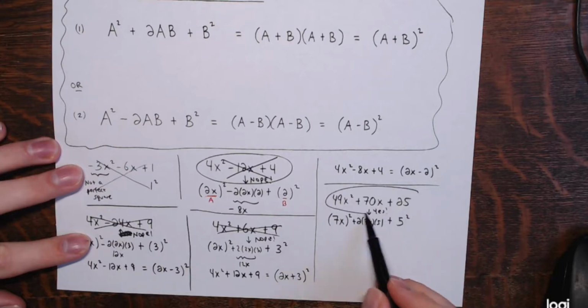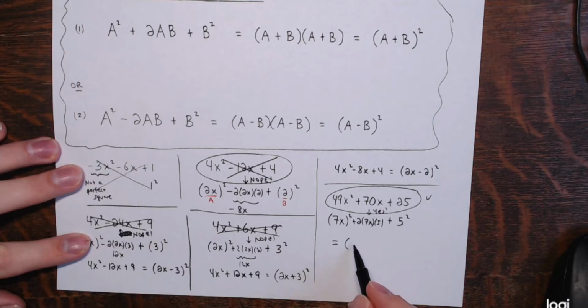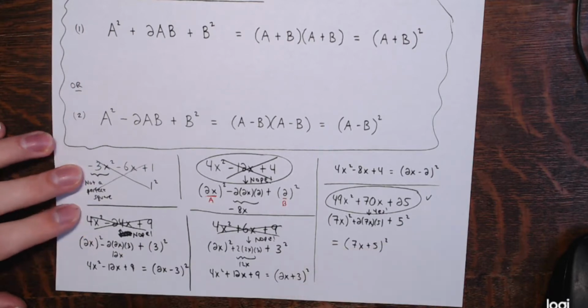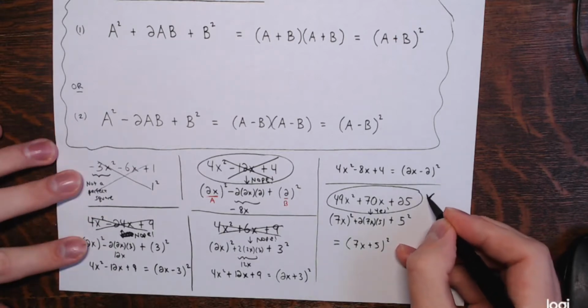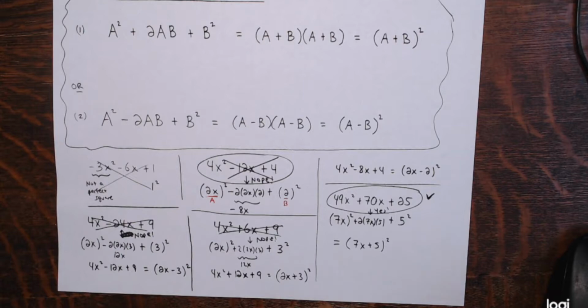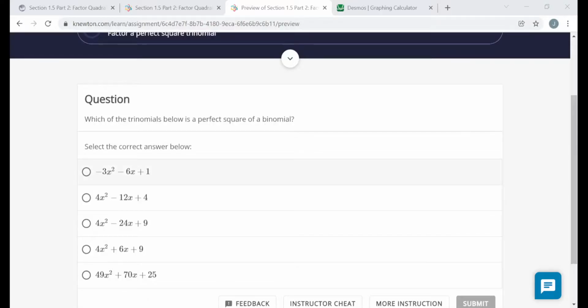So this is a perfect square trinomial. And if you were to factor it, it would factor to 7x plus 5 squared. It would be 7x plus 5 times 7x plus 5. But that is not what we were asked to do. We were just asked to identify if it was in one of these two forms, which it is. It's in that first form, where a is 7x and b is 5. All right, so after all that, the only one that actually fits is the last one.